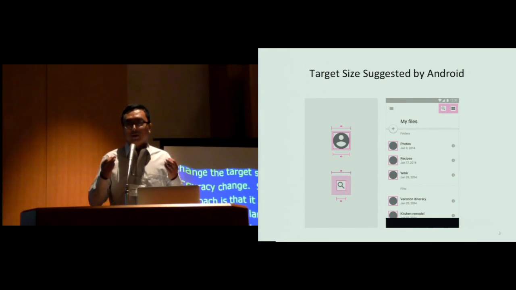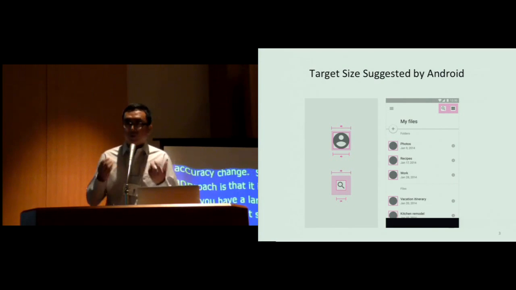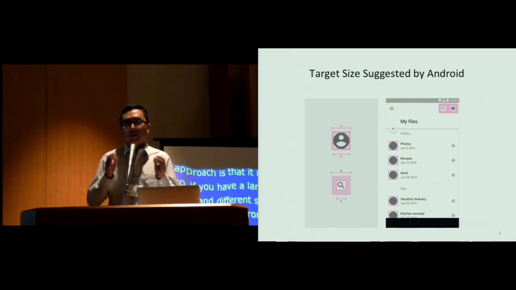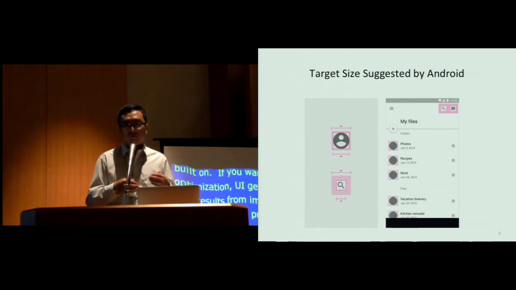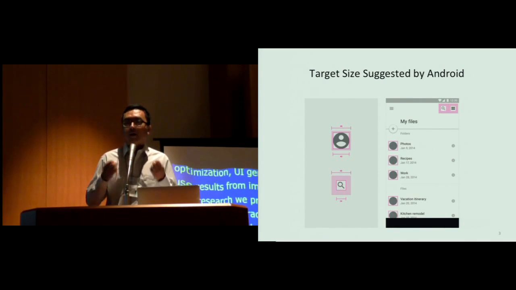So in this research, we propose a model that predicts the accuracy of selecting targets with a finger based on target size only. Our evaluation shows that the prediction error of this model is less than 5% for most of the targets. In the rest of the presentation, I will show you how we derive the model, how we evaluate it, and what the model can do for us.